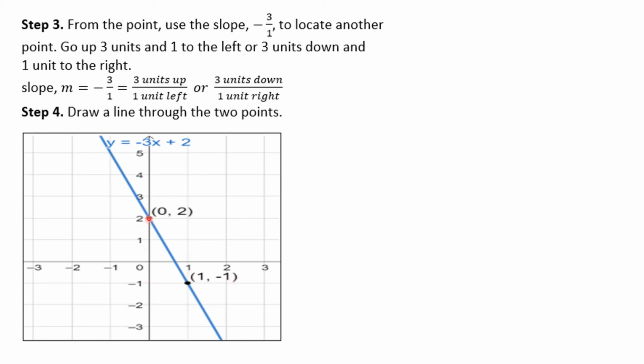So, pwede man kita ka go up 3 units. 1, 2, 3. And then 1 unit to the left. So, pwede man is si negative 1, 5 nga point. So, ako niya gingamit niya is 1, negative 1. And then, you draw a line to connect the 2 points. So, take note, 2 points can determine a line. So, 2 ka points, pwede na sila ka-create a line if you connect these 2 points.